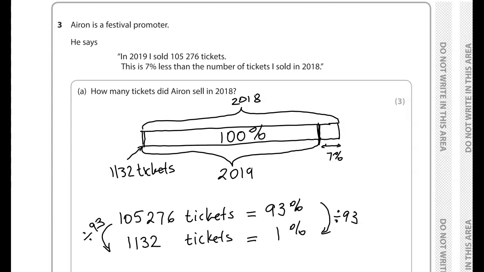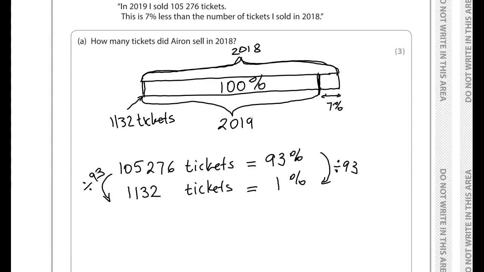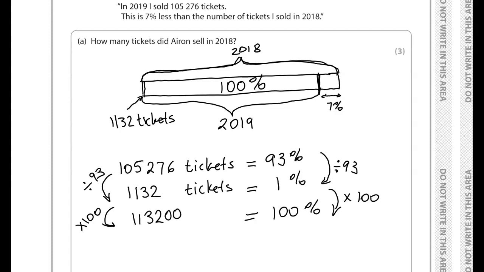Now we want to work out the number of tickets that were sold in 2018, so that means this whole area here, so 100%. So if we know 1%, we can work out 100% by multiplying by 100. So we need to multiply 1,132 by 100. That is a case of adding the 2 zeros at the end, and that gives us 113,200 tickets.